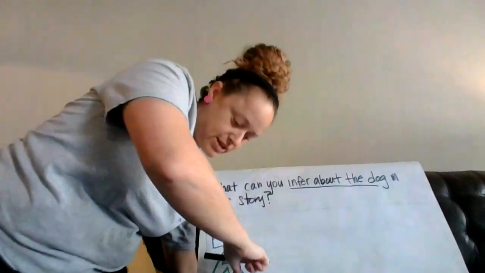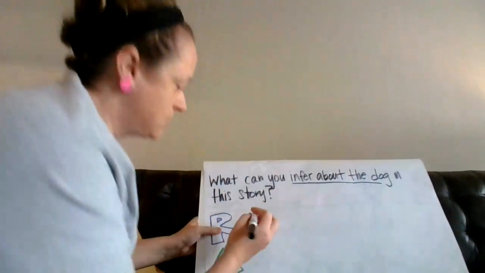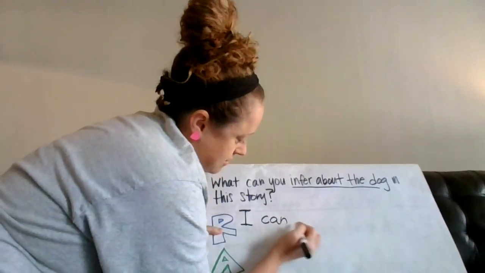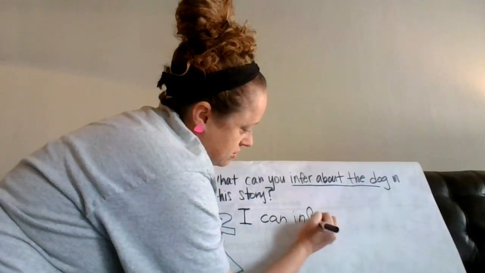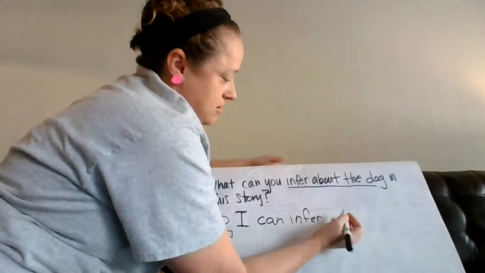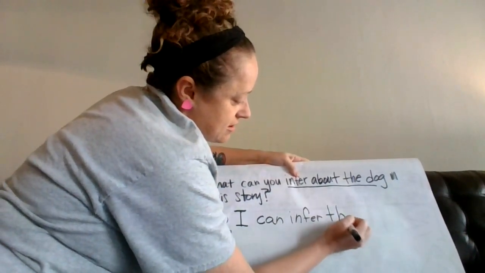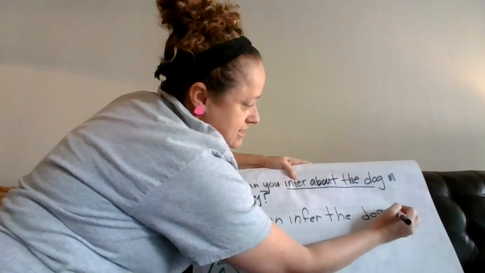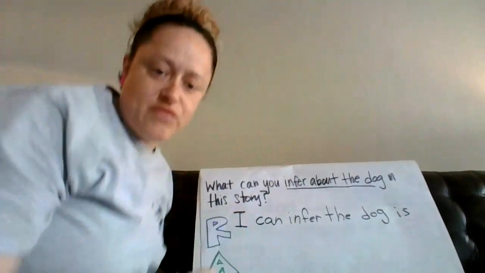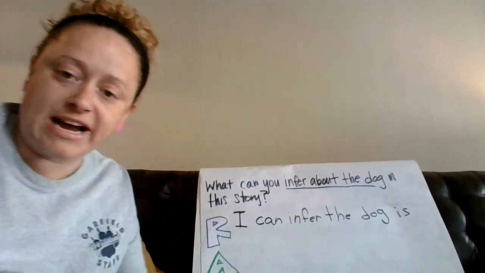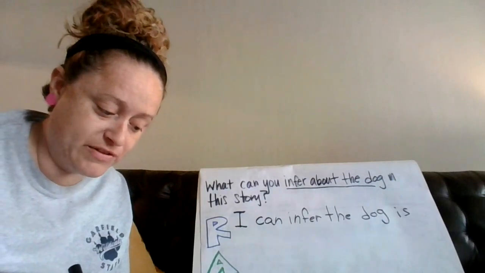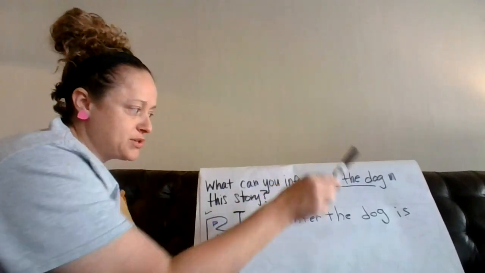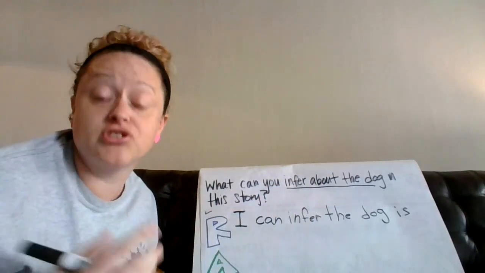I'm going to get down here so I can write this a little bit better. So I might say, I can infer the dog is, and that's the first step, step one. So you'll see that on your packet that I also have that written out for you if you're using that to follow along. So I've done step one. I pulled these words from here to start my answer.